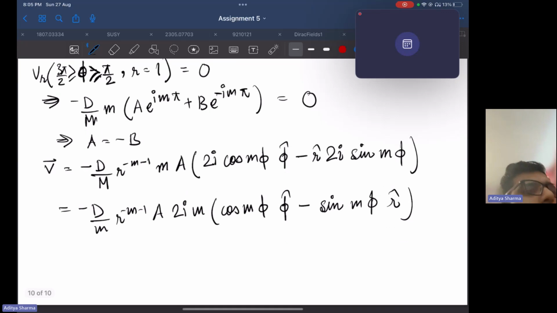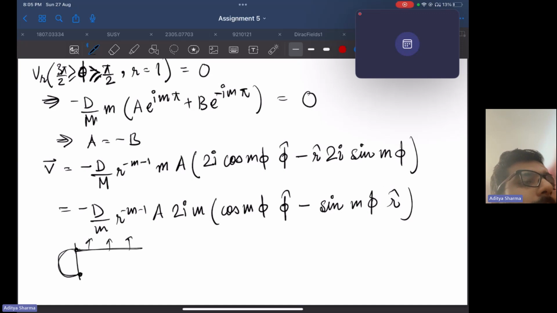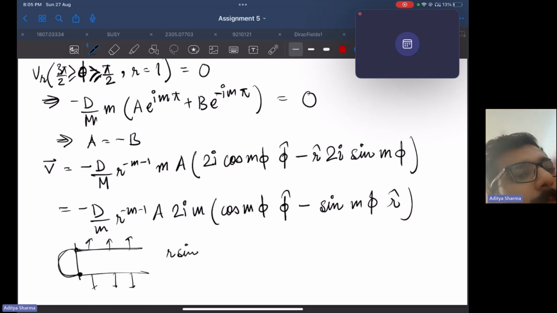So we should put more conditions. We have not put the conditions at the positions where the velocity is non-zero. So that surface will be r cos theta, r sin theta, r sin phi is equal to 1. And we're going to have to put that r sin phi is equal to 1.